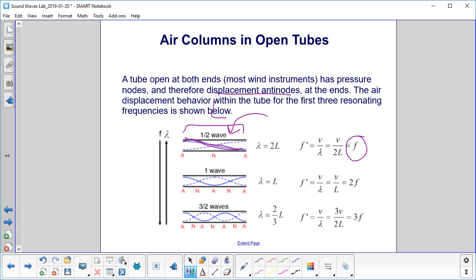Now we go to the next one, where we fit an entire wave, again with the displacement antinode at each end. In this case the wavelength is equal to L. So the frequency will be V over lambda, V over L, and it's twice the fundamental frequency. And then we go to the next step, where n is equal to 3, and we have the third frequency.